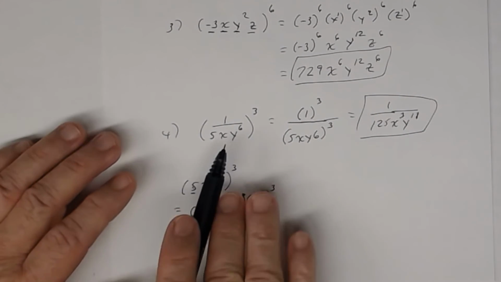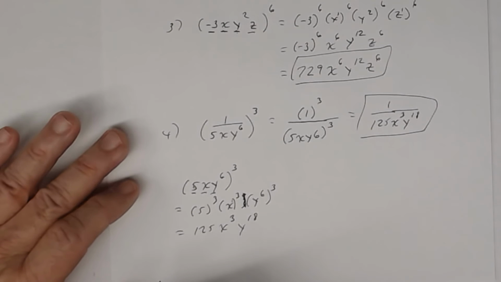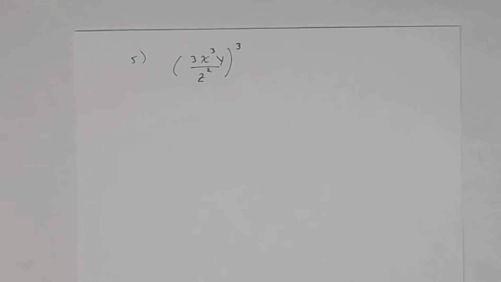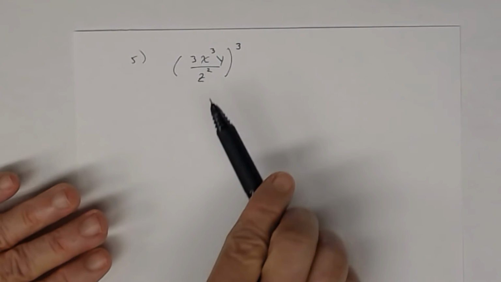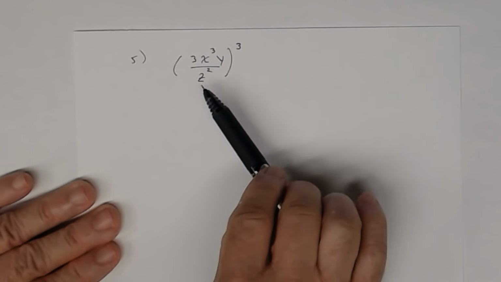So in some of these problems, you have to use multiple properties, multiple rules to get to the answer. All right. So that was number 4. Okay. Let's look at number 5. Let's suppose we had this one. Notice I want to simplify this expression, so I've got to use all the properties I've learned so far.